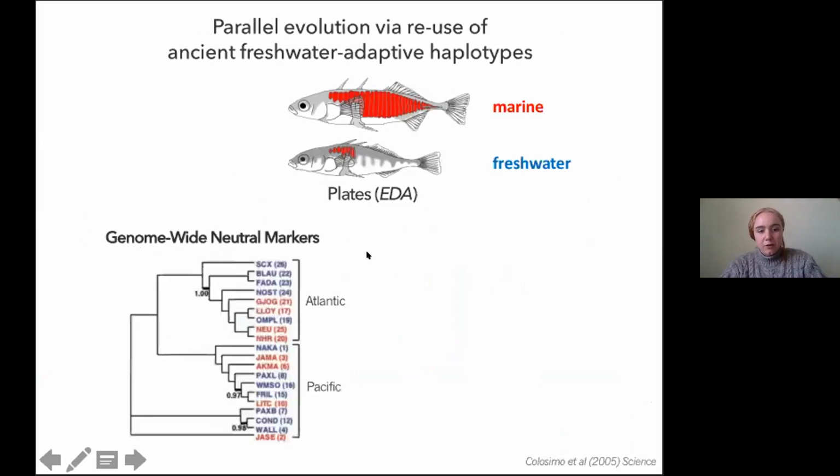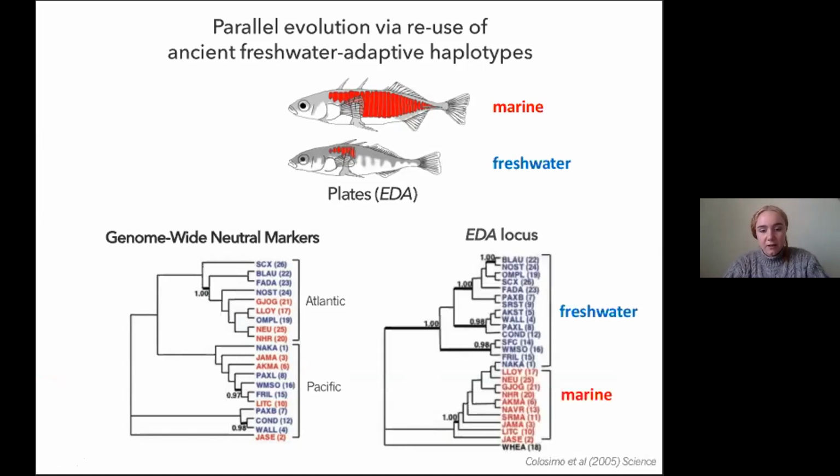And when we look at neutral markers for a global data set of sticklebacks, we can see that Atlantic and Pacific sticklebacks are grouping together, and in general, the sticklebacks that are most closely related are those that are the closest geographically. Whereas when we look at the Eda locus, we can see that freshwater and marine sticklebacks are grouping together, even if they are from entirely different parts of the world. This tells us that even though they are geographically disparate populations, they have evolved this loss of lateral plates based on the same freshwater Eda haplotype.